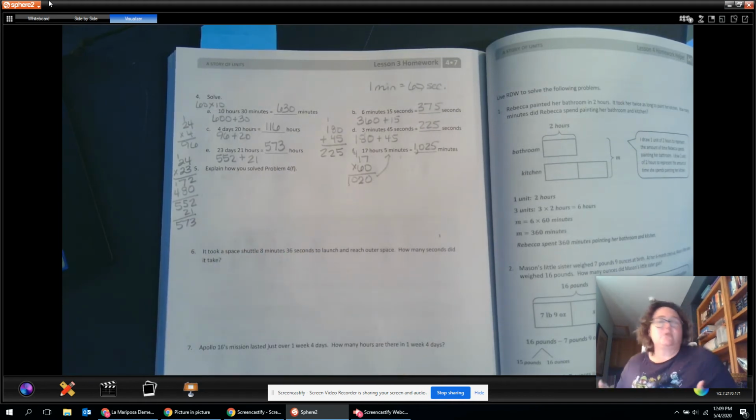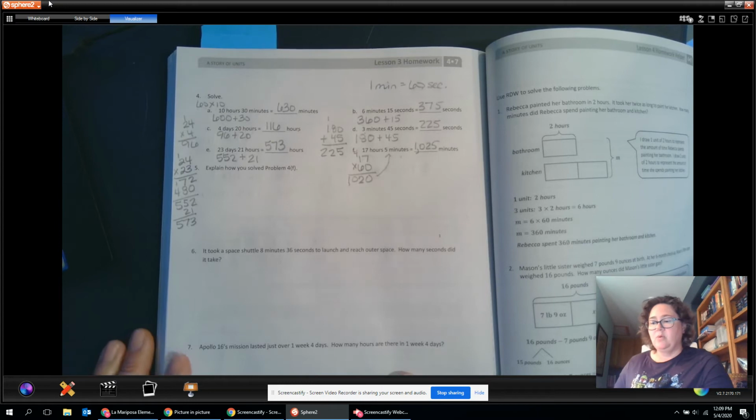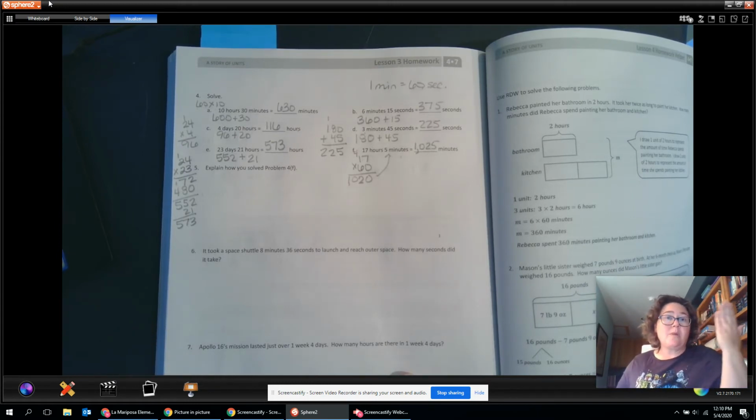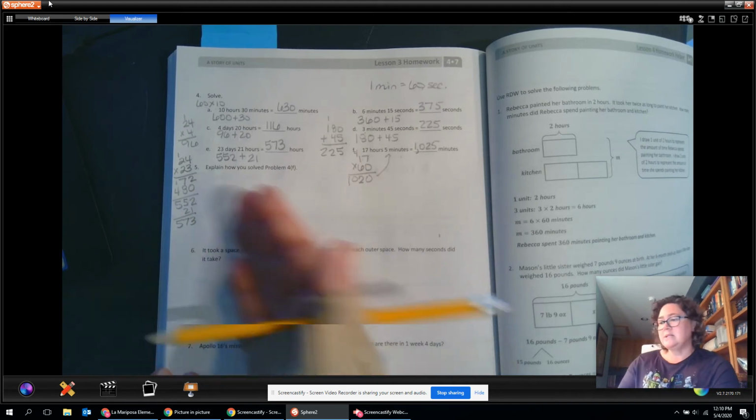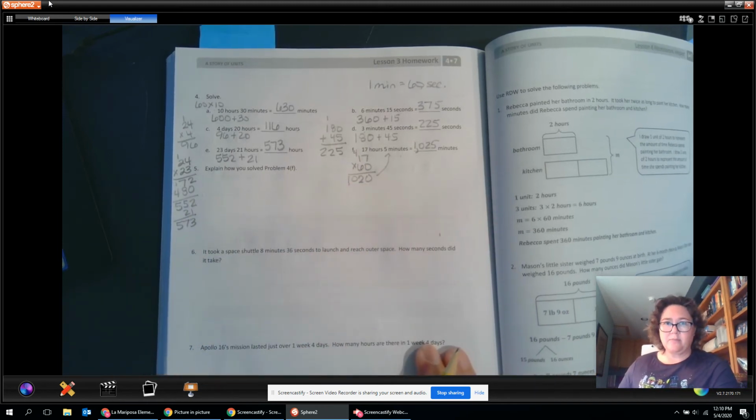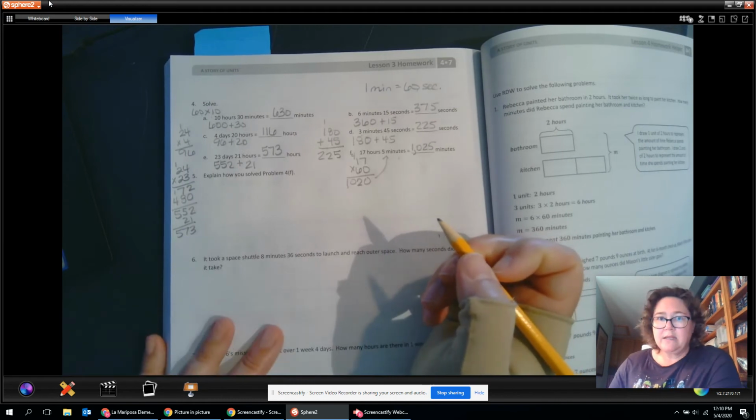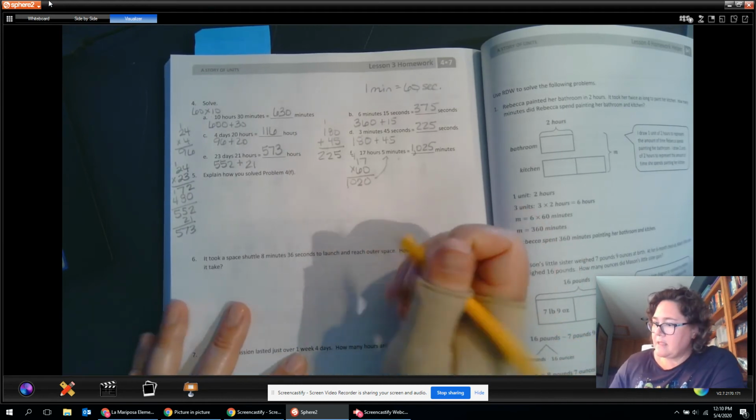Now they want you to explain how you solved problem F. Why do they torture us with these explain problems? Well, remember, we want you to make sure that you can talk about your thinking, that you can explain what processes you're doing, what steps you're taking to solve a math problem. So this is where our writing meets math.